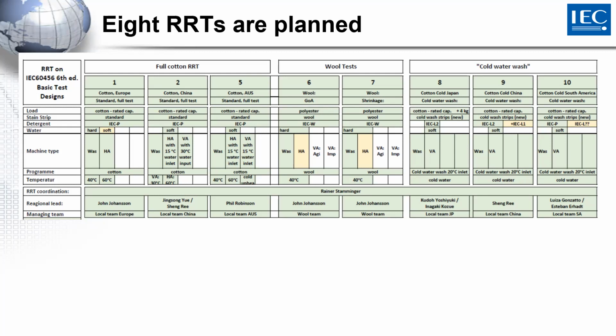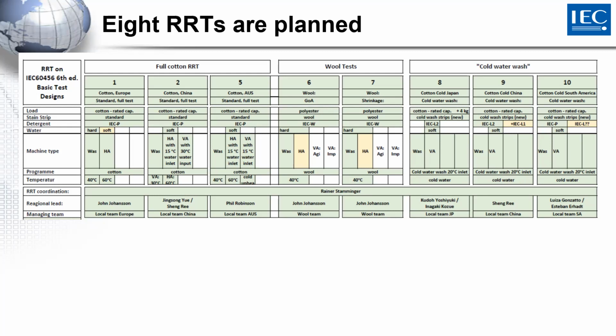So one is concentrating on the performance and the gentleness of action. And another round-robin test is testing the shrinkage, which is also a new procedure defined in the 6th edition. Here we have a wool team, and John is leading this wool team as well. And we have a new testing procedure for what we call cold water wash.